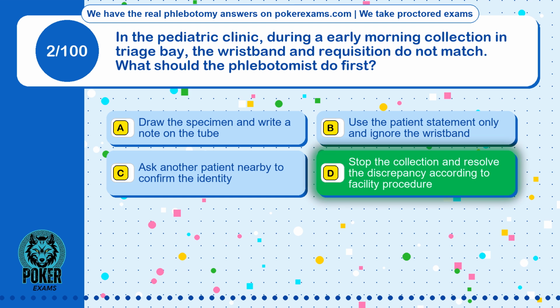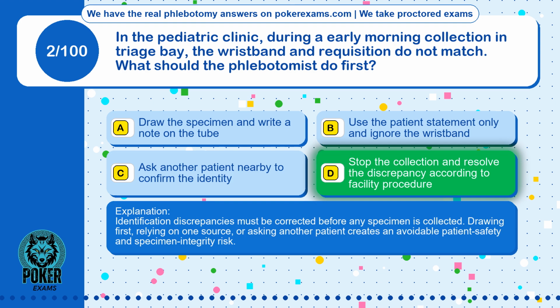The correct answer is option D. Stop the collection and resolve the discrepancy according to facility procedure. Identification discrepancies must be corrected before any specimen is collected. Drawing first, relying on one source, or asking another patient creates an avoidable patient safety and specimen integrity risk.